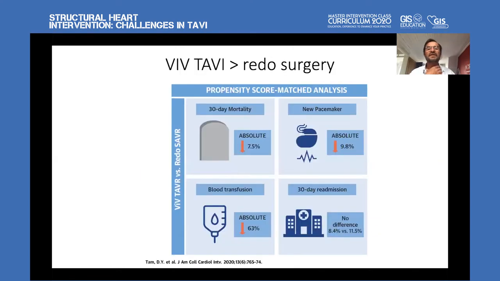Valve-in-valve in TAVI reduces redo surgery. Don't do redo surgery, because the risk is much lower with valve-in-valve. It decreases 30-day mortality by 7.5%. It decreases new pacemaker implantation. It decreases blood transfusion. And these are absolute decreases, they are not relative. So I would recommend TAVI instead of redo surgery.